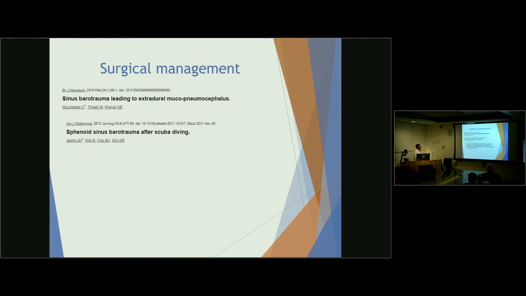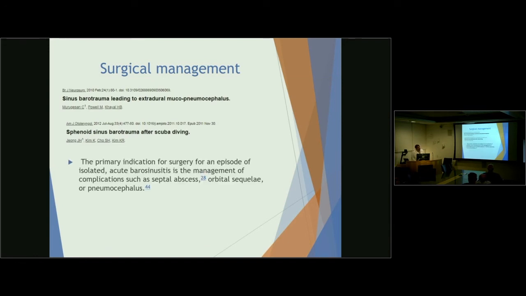So surgical management. The only indication for surgery in isolated episodes of acute barosinusitis is if you're dealing with a complication. There are case reports. One case presented a septal abscess after just being exposed to barotrauma and acute sphenoid sinusitis, with extension of the inflammation to the submucoperichondrial space, resulting in a septal abscess. Or there's orbital floor fracture, or pneumocephalus. In these extreme, complicated case-report cases, you want to jump on operating. Otherwise, for a single episode of acute sinus barotrauma, we definitely don't want to operate.